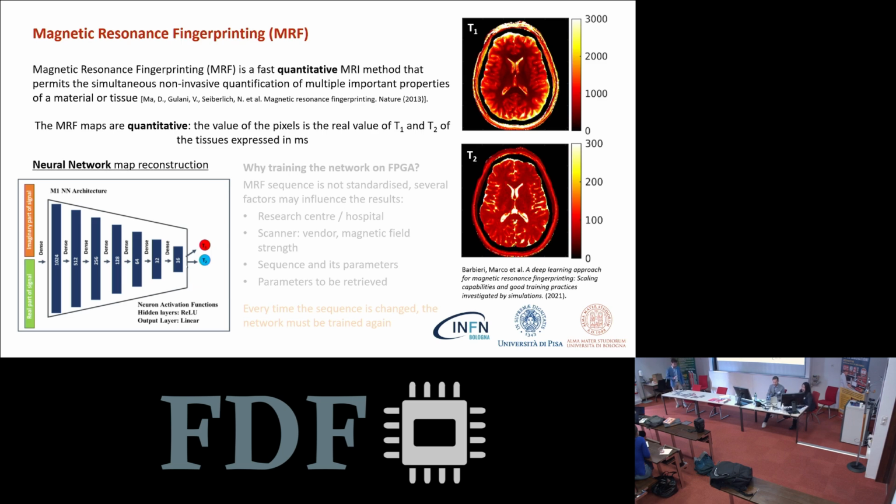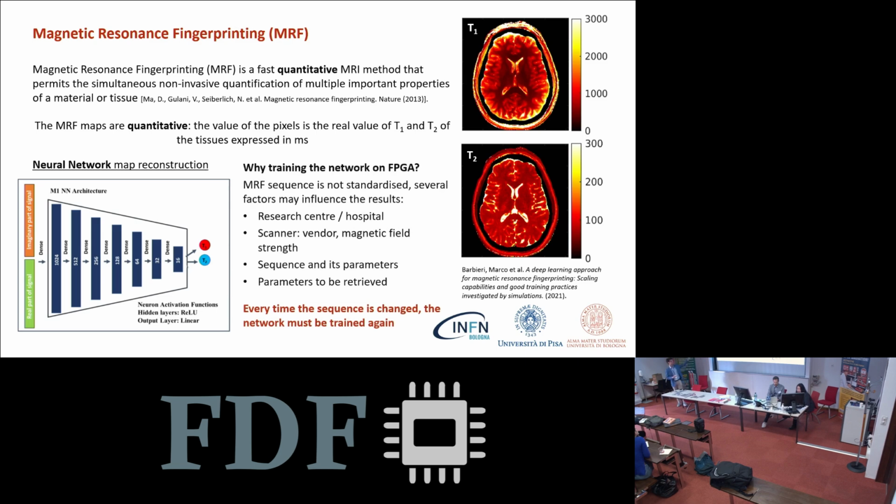And we also have another problem. This beautiful sequence, magnetic resonance fingerprinting, is not standardized. This means that if I change the hospital or the research center, the process of reconstruction of the images is different because I'm changing all the equipment. If I stay in the same research center but change the type of scanner, the reconstruction is different. If I change the magnetic field strength, the reconstruction of the maps is different. If I change how I acquire the data, the reconstruction of the maps will be different, and so on.